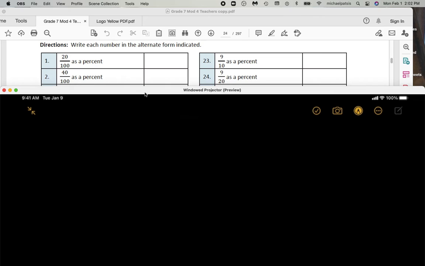40 over 100 as a percent. Here we go. We already have 100 in the denominator. Therefore, we can say that this is 40% right from the get-go. Don't need to do anything. The percent sign means dividing by 100. So 40% is the same exact thing as 40 over 100. Nothing to do there.